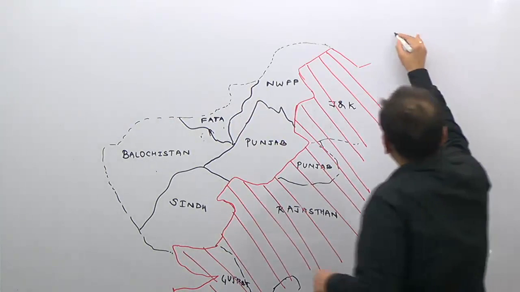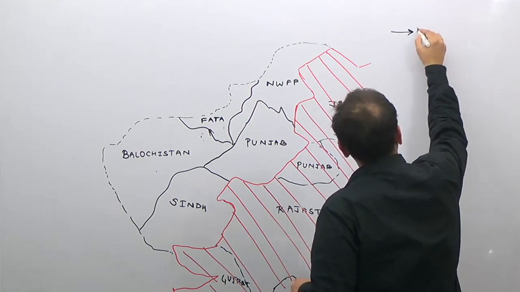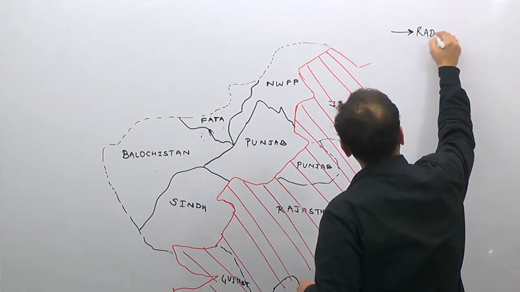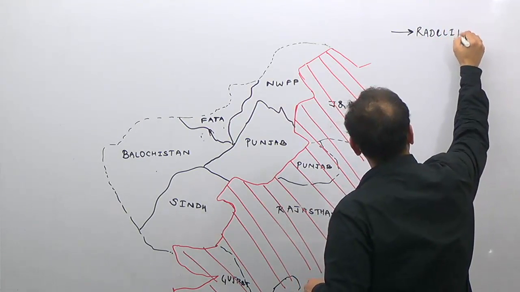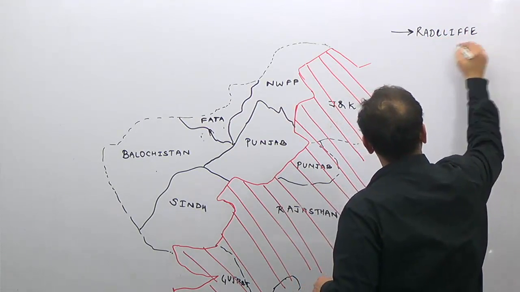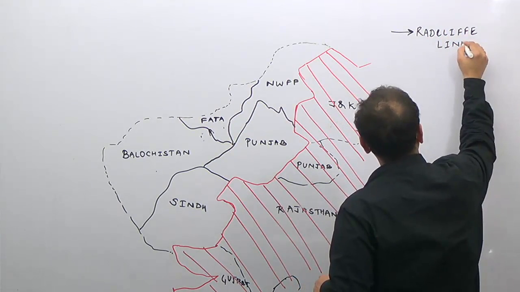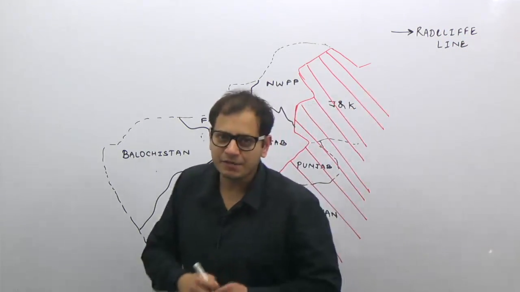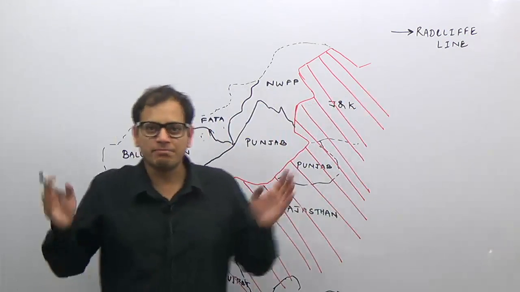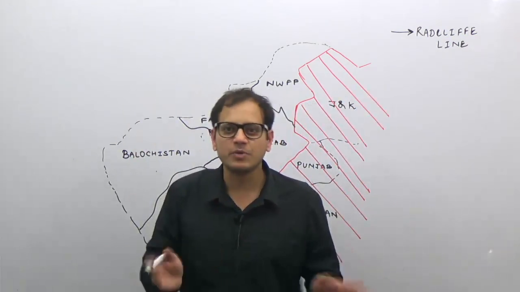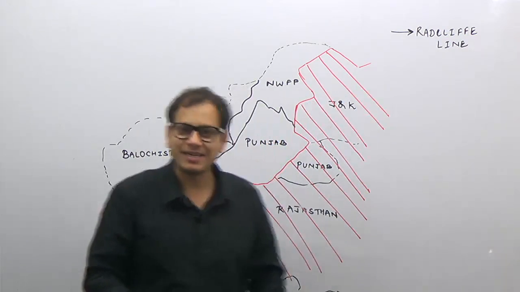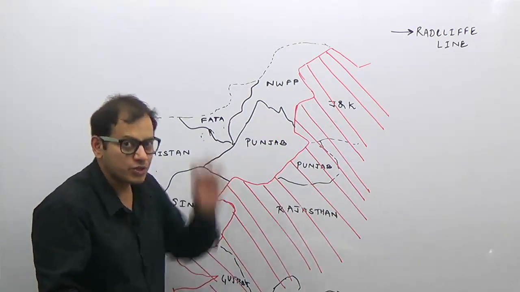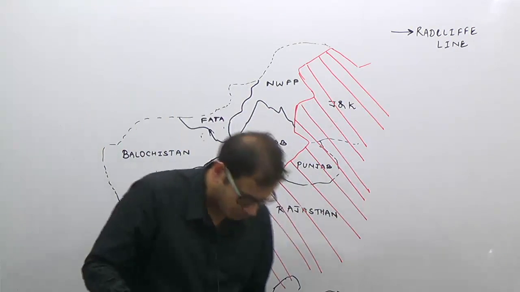The international boundary between India and Pakistan is known as the Radcliffe line. Why is it known as the Radcliffe line? Because in 1947, Sir Radcliffe demarcated this border, made this a border between India and Pakistan. He demarcated this border, and therefore it is known as the Radcliffe line.